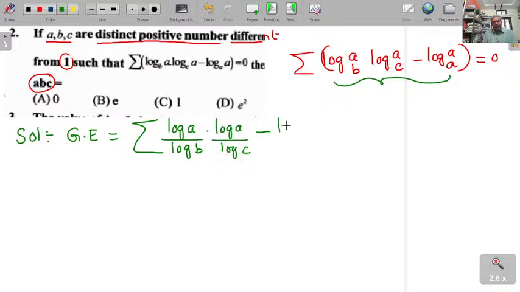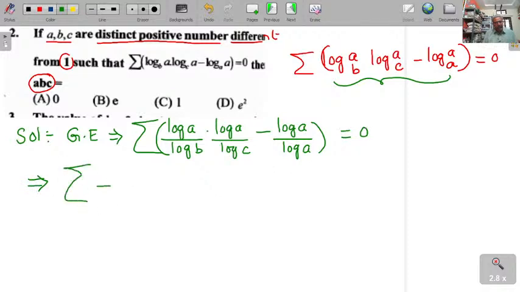Minus log a to the base a, we can write, that is 1 only, log a by log a. This given expression is equal to how much? 0, given. So now let us simplify it. So this can be simplified. You put sigma as it is.